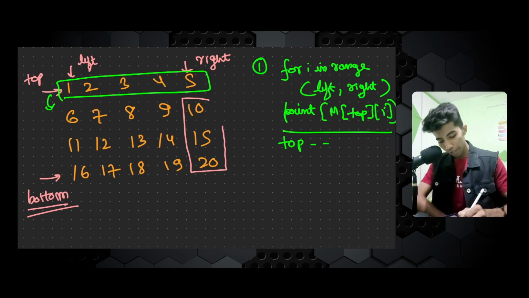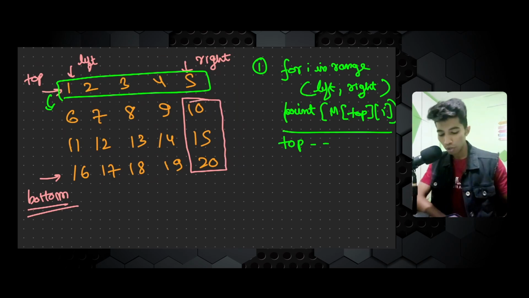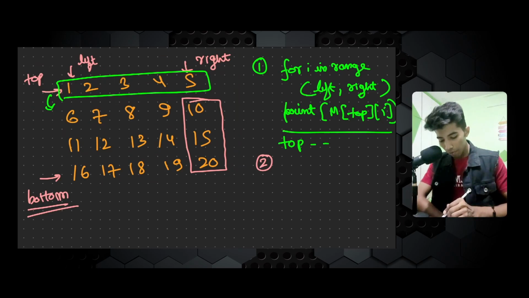Now I have to print this. So how can I print this? Because till right I have printed. How will I print this? Now my top is here. This is my new top position. Okay, so I will just rub this. My top position is here.